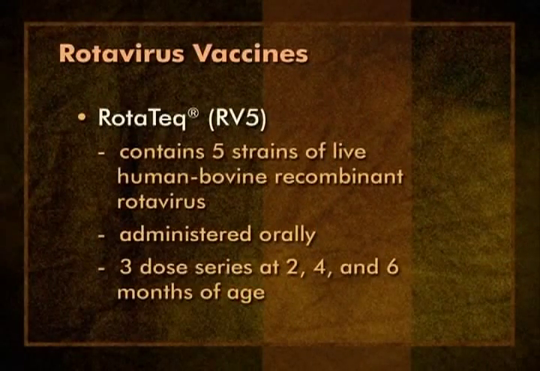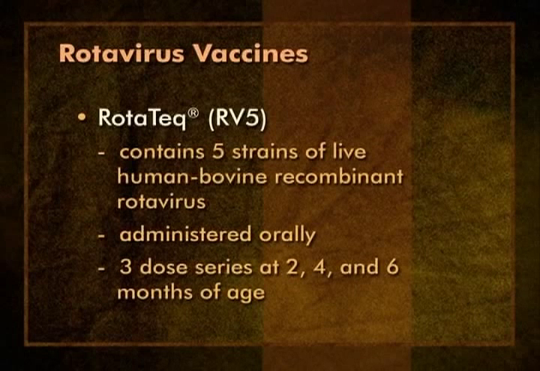Some research suggested that the risk of intussusception increased with increasing age of the first dose. This observation has affected recommendations for the new rotavirus vaccines. There are currently two rotavirus vaccines licensed for use in the United States.